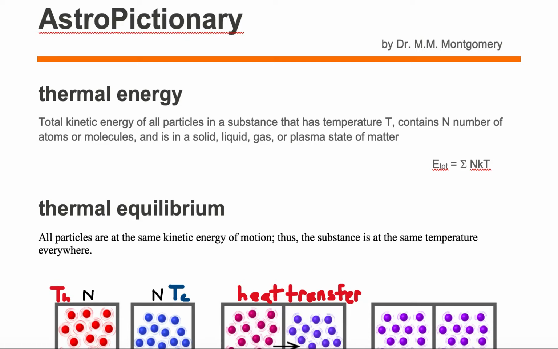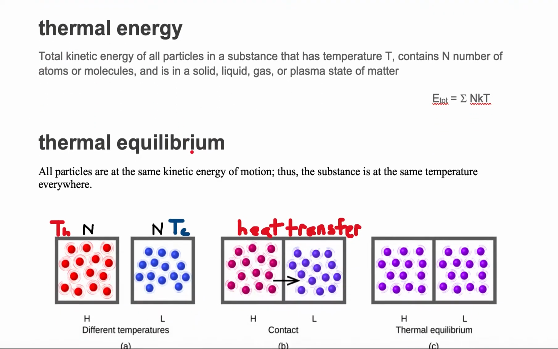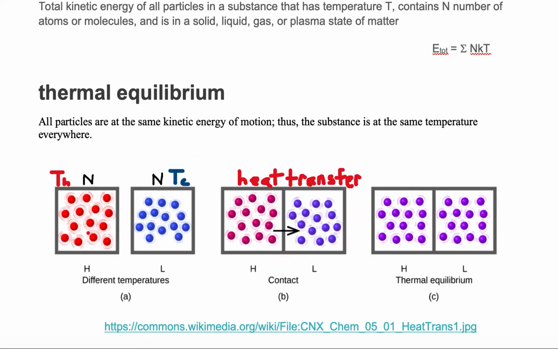Let's first look at thermal energy. The first thing you need to be aware of is we're talking about the total kinetic energy of all the particles. So let's go look at an example. Down here, we are looking at two boxes that contain the same number of atoms. So N is the same.